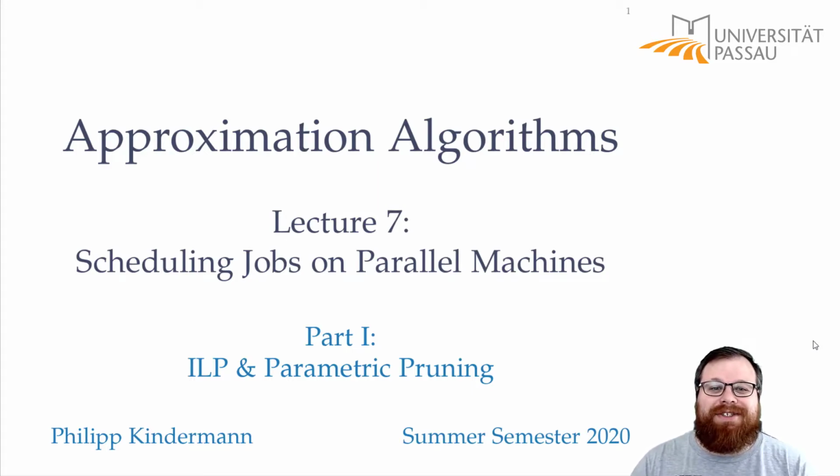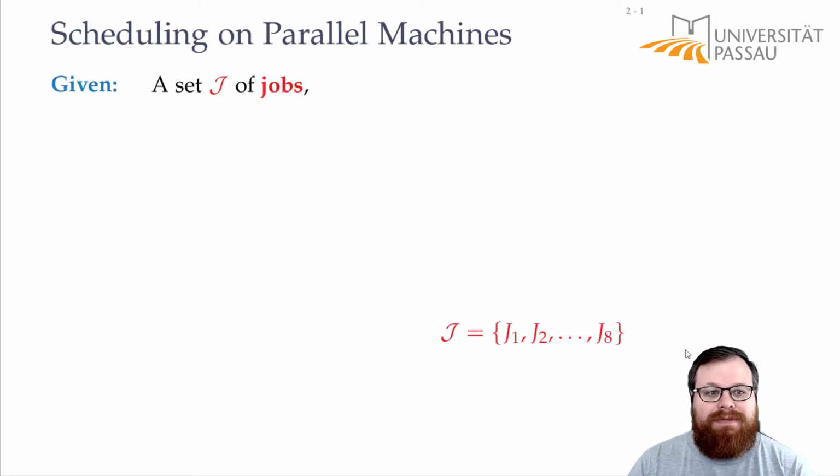Welcome to the 7th lecture on Approximation Algorithms. Today we will talk about the problem of scheduling jobs on parallel machines, and for that we will combine techniques from ILPs and parametric pruning, both of which you already know. So let's start with the problem definition.